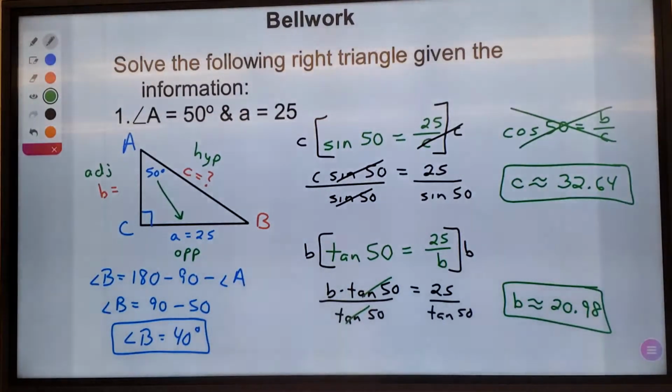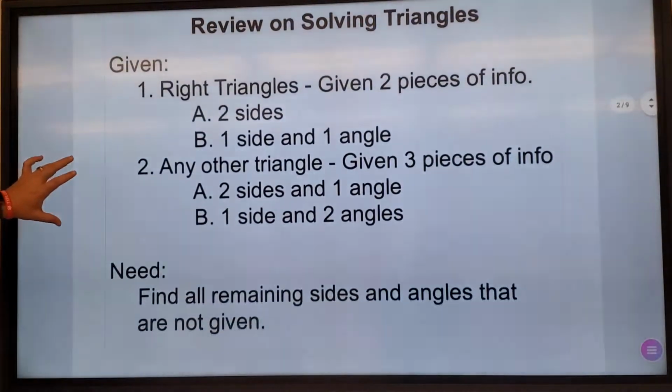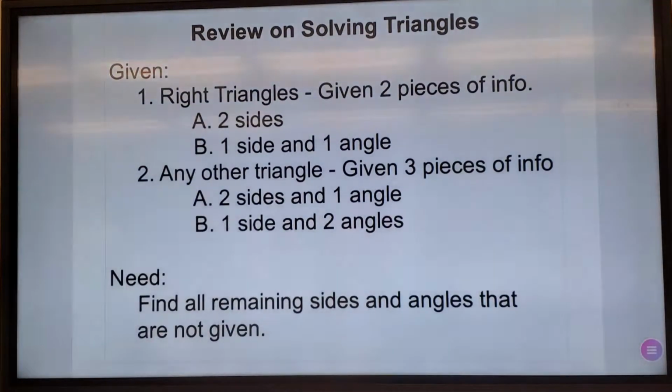Okay, moving on. Okay, again, just a review of solving triangles here. You're going to be given in a right triangle two pieces of information, because again, that third piece is the fact that it is a right triangle. You're going to be either given two sides, or you're going to be given one side and one angle.